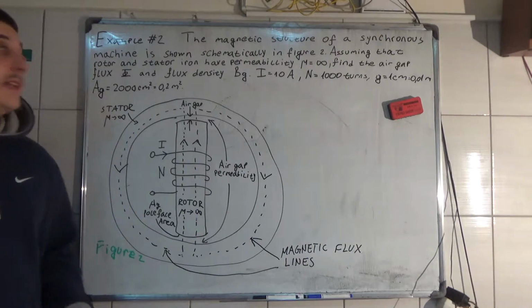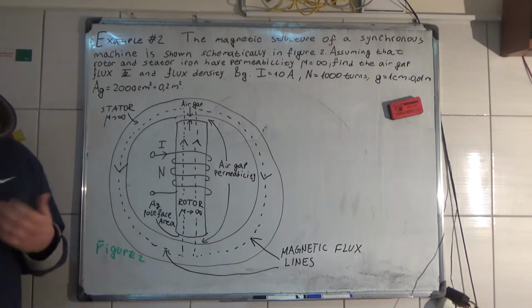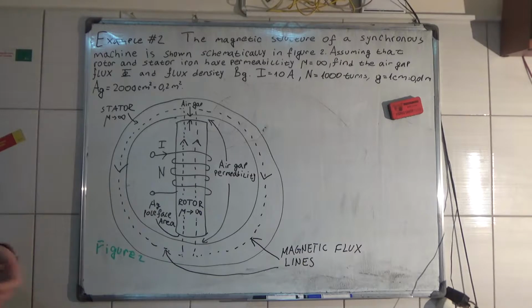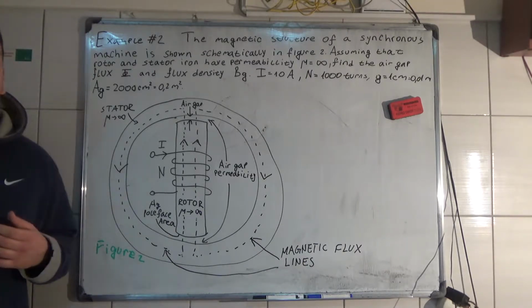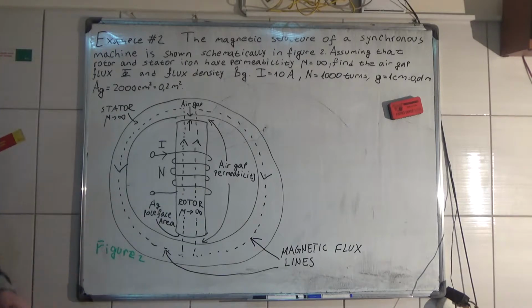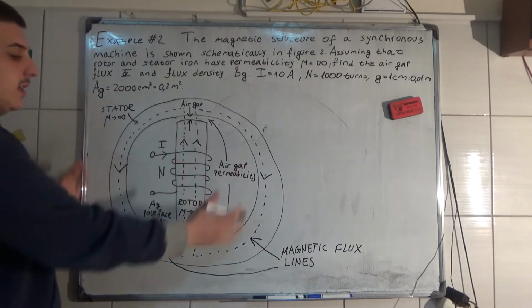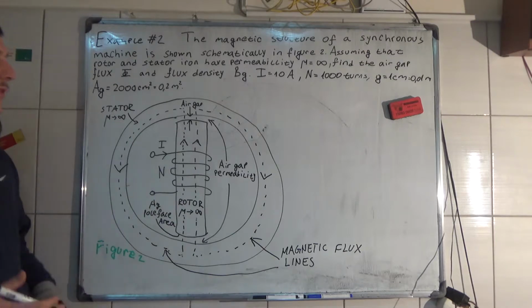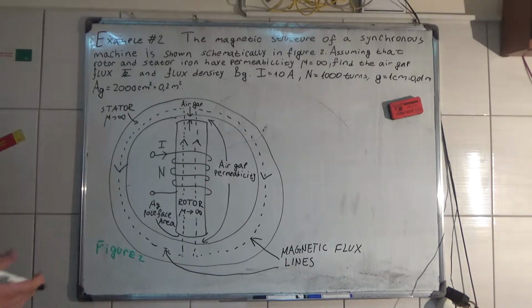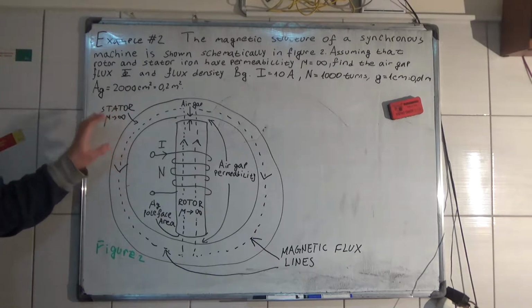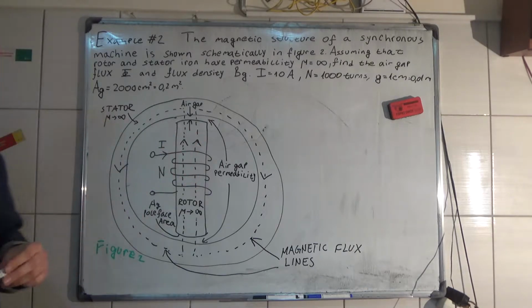So let's start. The example says that the magnetic structure of a synchronous machine is shown schematically in figure 2. So this is a basic figure of a synchronous machine. It has a stator and it has a rotor.